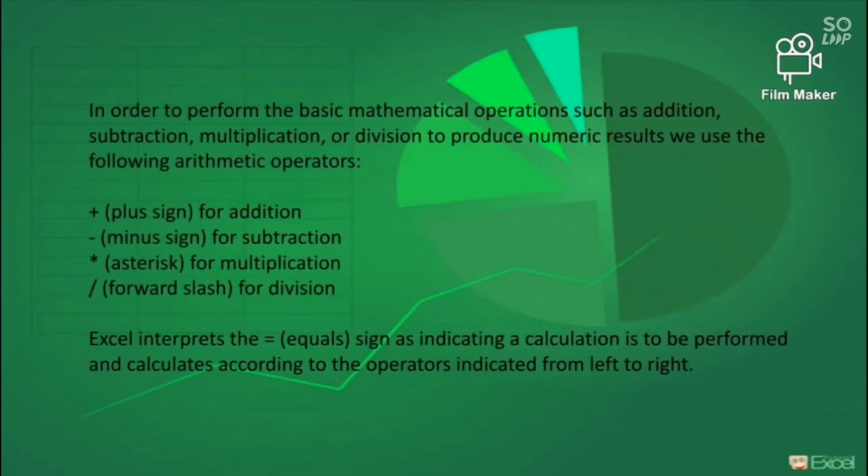In order to perform the basic mathematical operations such as addition, subtraction, multiplication, or division to produce numeric results, we use the following arithmetic operators: plus sign for addition, minus sign for subtraction, asterisk for multiplication, forward slash for division. Excel interprets the equals sign as indicating a calculation is to be performed and calculates according to the operators indicated from left to right.